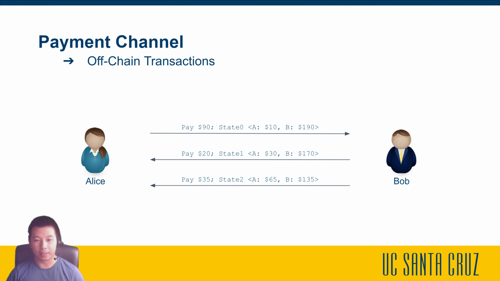As an example, suppose Alice wants to pay Bob $90. Alice will construct a message that includes the payment amount, the transaction counter, as well as the balances of both parties after the payment has been made. Now, this transaction counter allows both parties to keep track of the latest transaction between the two of them. So that when Bob wants to send Alice some money, he will construct a similar message, but increments this transaction counter.